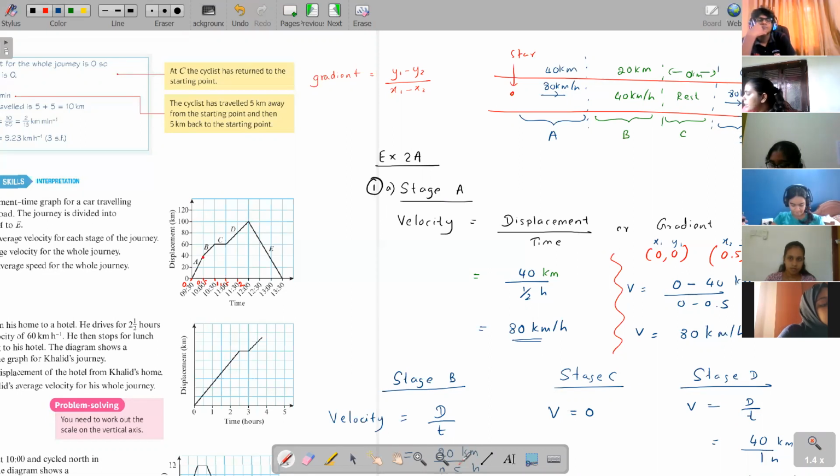Okay, and then you come to this place. This is the road, this is the way you're traveling on the road. First 40 kilometers, then another 20 kilometers, then you're resting, staying in one place. Then you're going another 40 kilometers. Then you come to this place where you are 100 kilometers away from home. So 40, 20, 60, another 40, you're 100 kilometers away from the starting point. This is at the end of stage D.